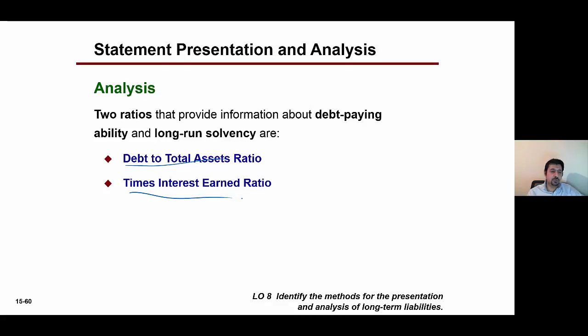And this is important mostly for people who are lending the company money, because they want to know whether they are going to get their interest paid or not, and eventually whether they are going to get their loan back. So if it was the face value of the bond or the note payable, they want to know if they are going to get their money back.